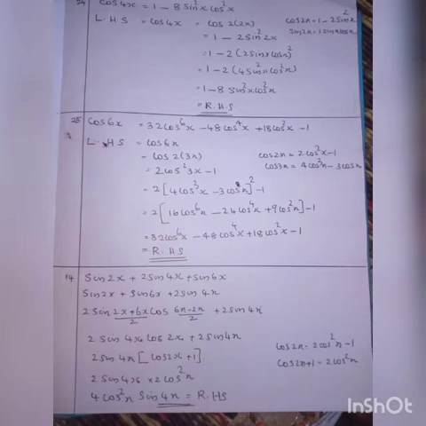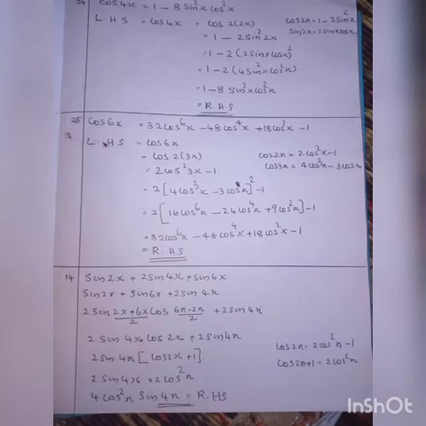Is it clear, children? Second term, 2ab, 2 into first term into second term, plus b square. What is the second term? 3 cos x. What is square? 3 square is 9 and cos x square is cos square x. Okay, so close the bracket, minus 1. Outside the bracket, write minus 1.